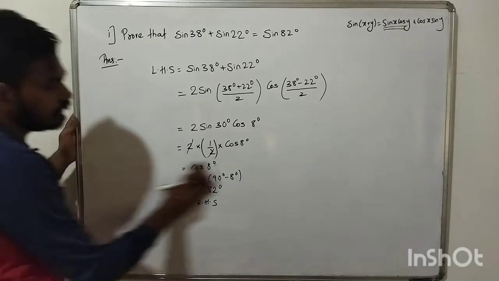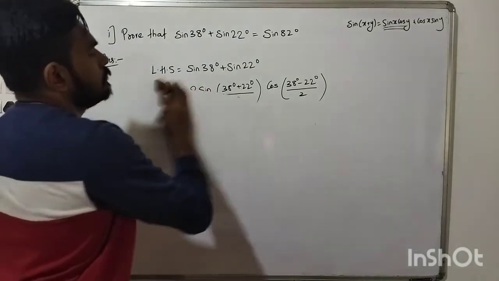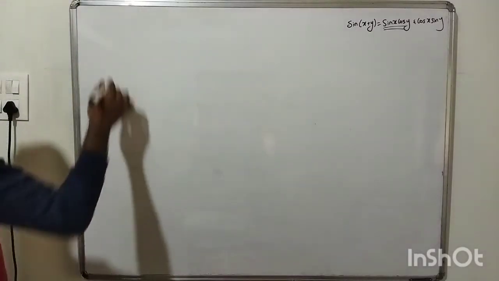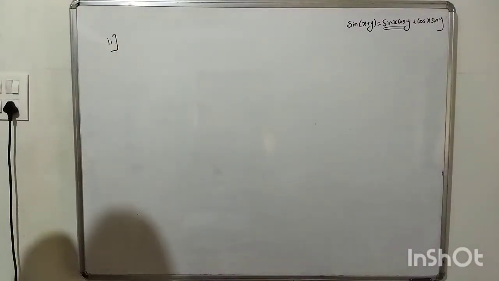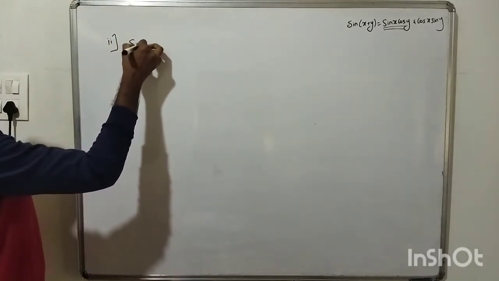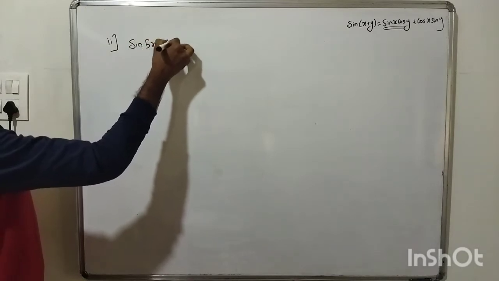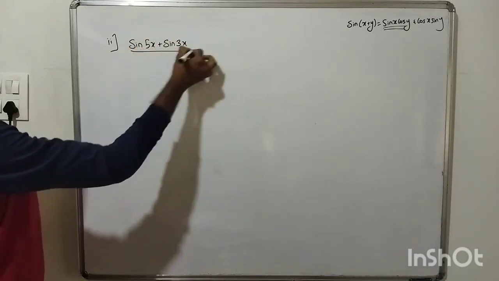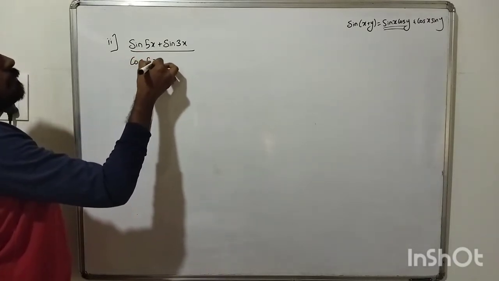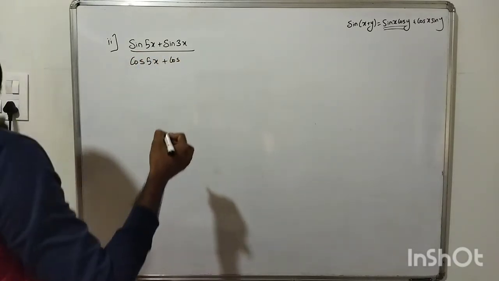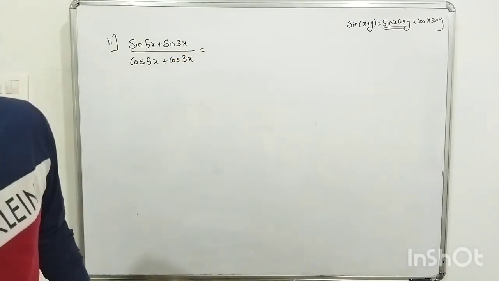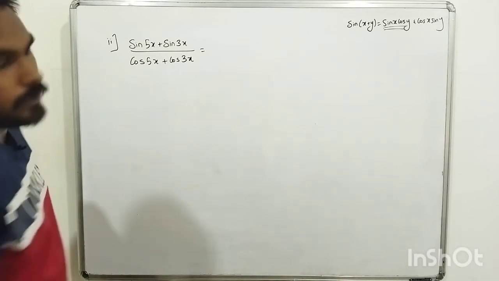Next, I'll drop this. One more we'll do. Second one, one by one we'll do. Sin 5x plus sin 3x upon cos 5x plus cos 3x is equal to tan 4x. This we have to prove.